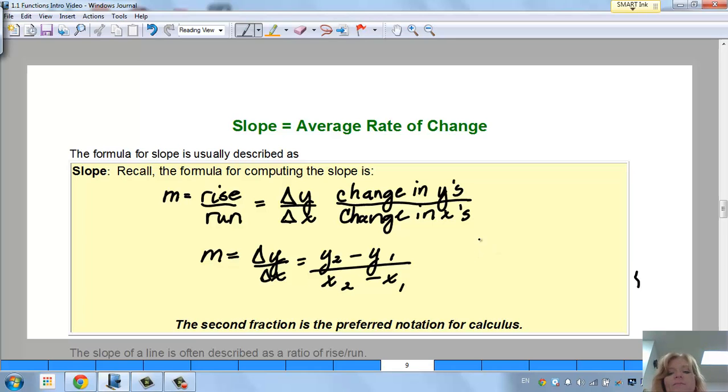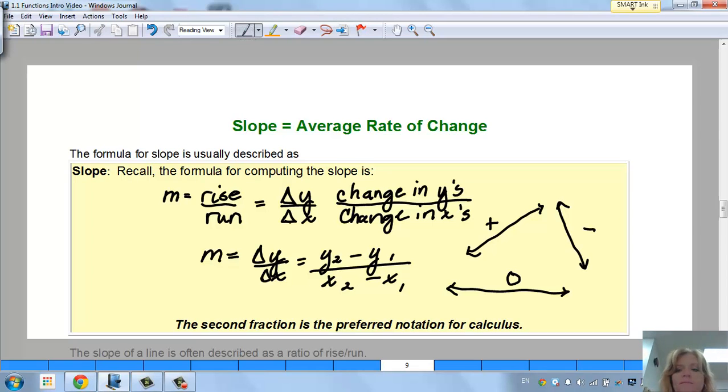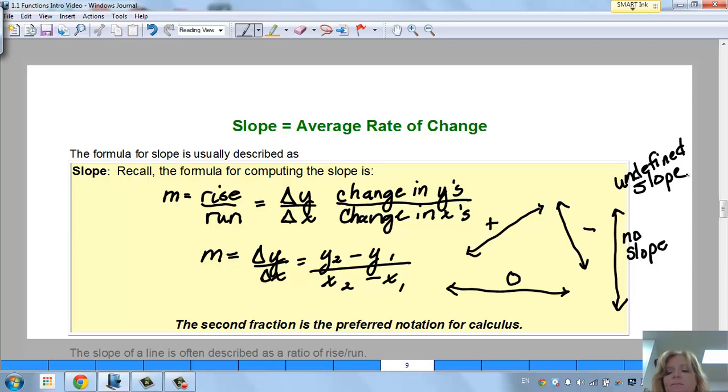A little review: if the slope of the line goes this way, it's a positive slope. If it goes this way, it's a negative slope. If it goes straight like this, think of it like skiing, it's a zero slope. If you go straight up and down like this, this is no slope, or undefined slope. And as we go through, you'll see why, but that's no slope.